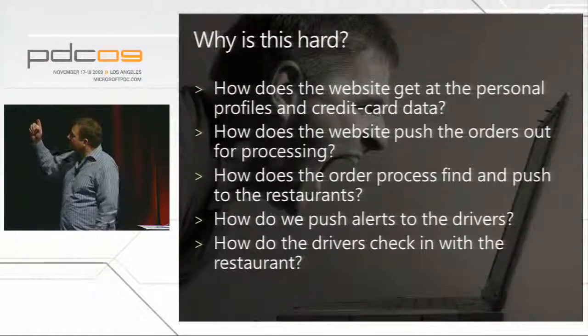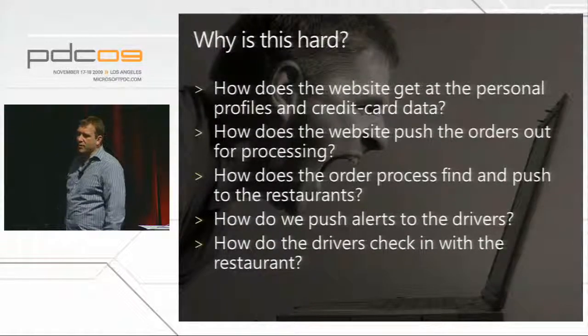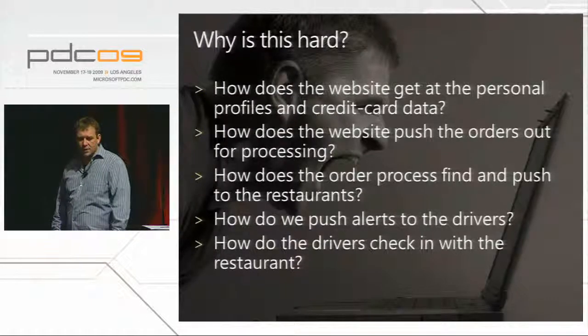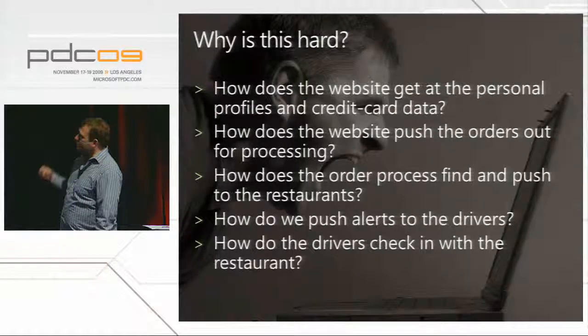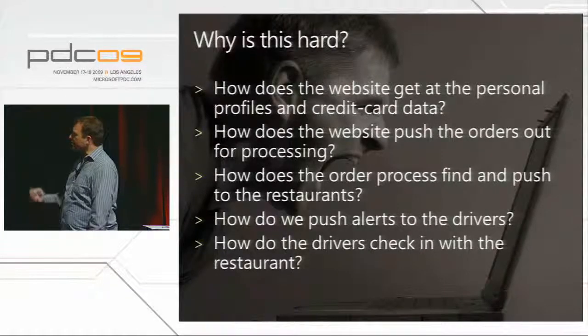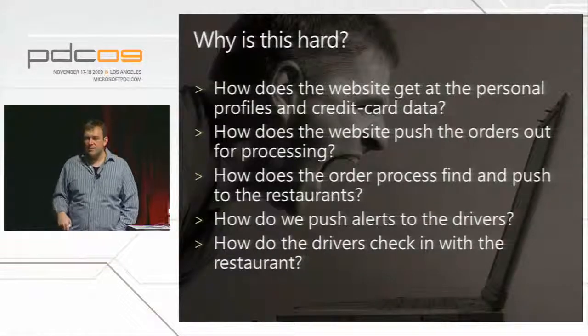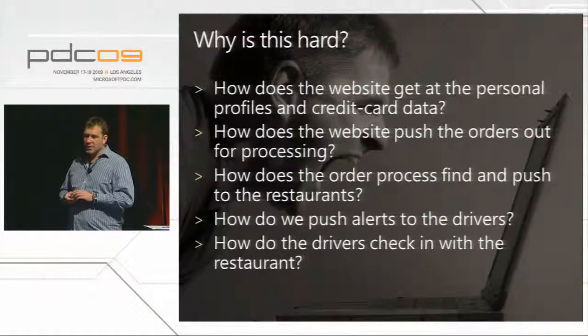So how does the website get at the personal profiles and the credit card data if we don't want to host it in the hosting environment? How does that link function? How does the website push the orders out for processing? How does the order process find and push to the restaurants? How do you push alerts to the drivers? And how does the driver check in with the restaurant? All really difficult interconnection problems.